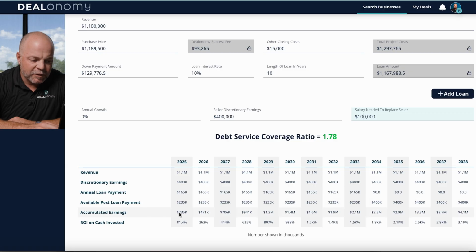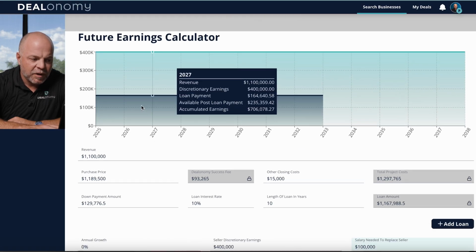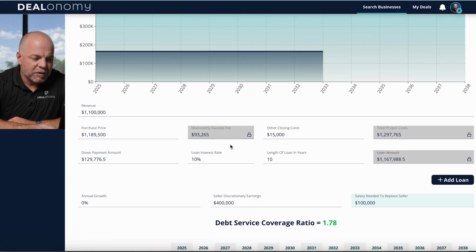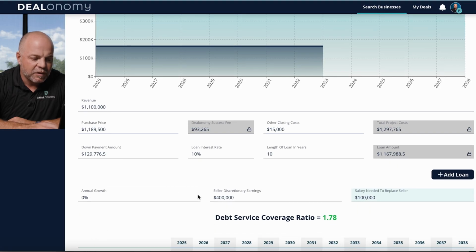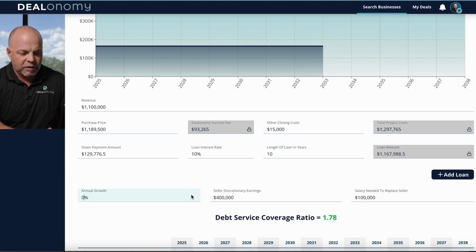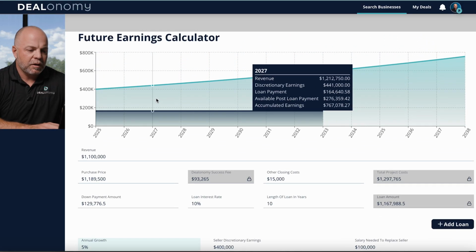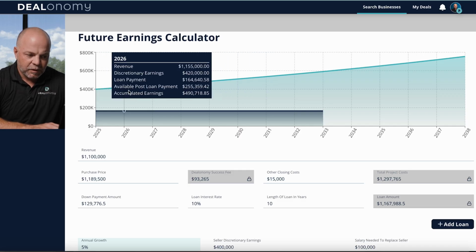And then this accumulated earnings is just what you're paying yourself plus the profit of the company adding up over time, and how much wealth you're able to accumulate by buying this business over time. All really fun stuff. It's all visually represented here in this table and this graph. One of the things I want to show you is this growth rate. This is a huge difference. So let's say I don't want to grow at 0%. I think I can grow this at least 5% per year. You see that top line and how it just starts going up, up, and up.